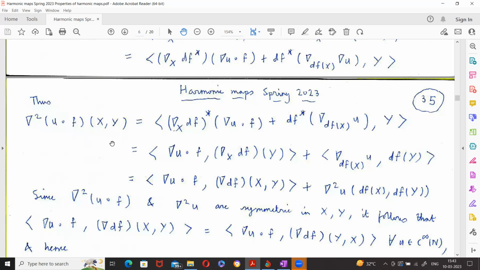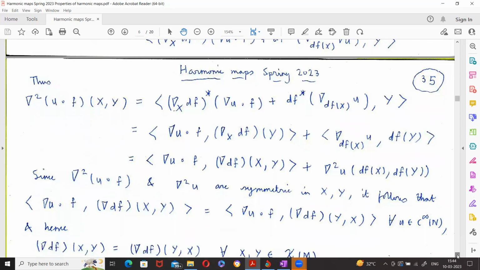Now look at the left-hand side and the right-hand side. This left-hand side is symmetric in x and y because it's the Hessian of a function u composed with f, and we know the Hessian is symmetric. We've proved that. So the left-hand side is symmetric in xy. Now look at the last term, the Hessian of u acting on dfx dfy. This is also symmetric in xy, because the Hessian of u is also symmetric. So since the Hessian of u composed with f and the Hessian of u are both symmetric, it follows that this term is also symmetric in xy.